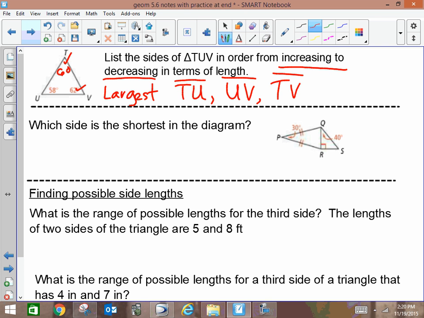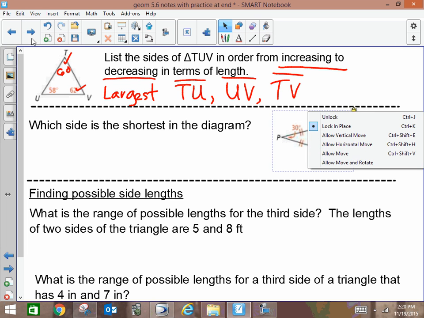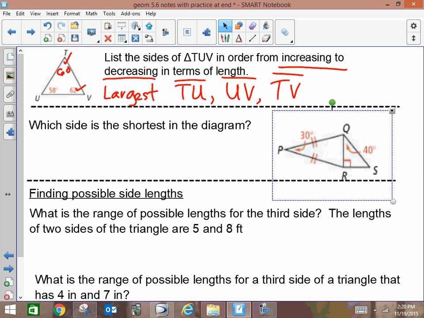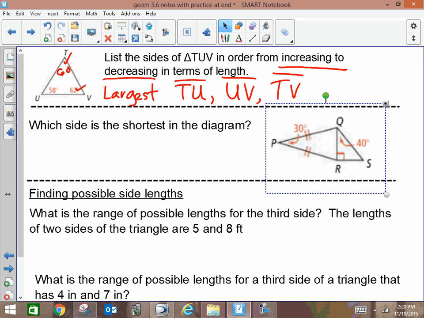All right, this is my favorite problem, really, because you have to really kind of think through it. It's not as easy as it looks. Okay. Which side is the shortest in the diagram of all? I'm going to give you a minute to think about it. It's kind of tricky. Which side is the shortest in the diagram? Shortest of all. There are 2 triangles that you have to pay attention to.